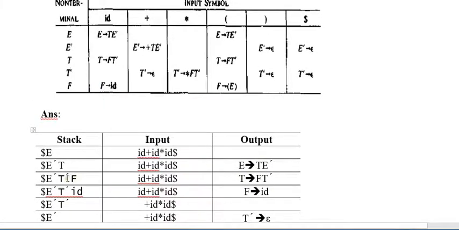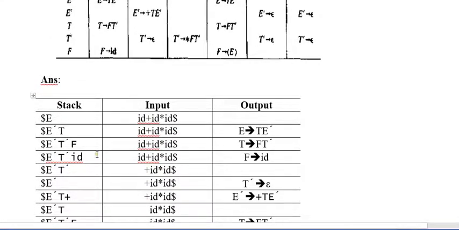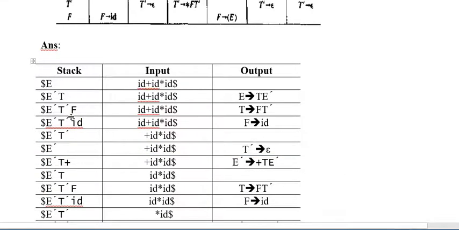Then we will focus on T. Here T generates FT', so we first push T', then F. Then we can see that the output is T tends to FT'. Then moving on to the next section, E', T' and F is replaced by id, which was the last production. Then we can see that output is F equals id. Now in the input section we need to remove id, and in the stack we need to pop id, because here is also an id and here is also an id, and id is on the top here and id is on the top here. So we will remove id and id from here, and then the stack will be E' T' plus id into id $. Output is nothing here.